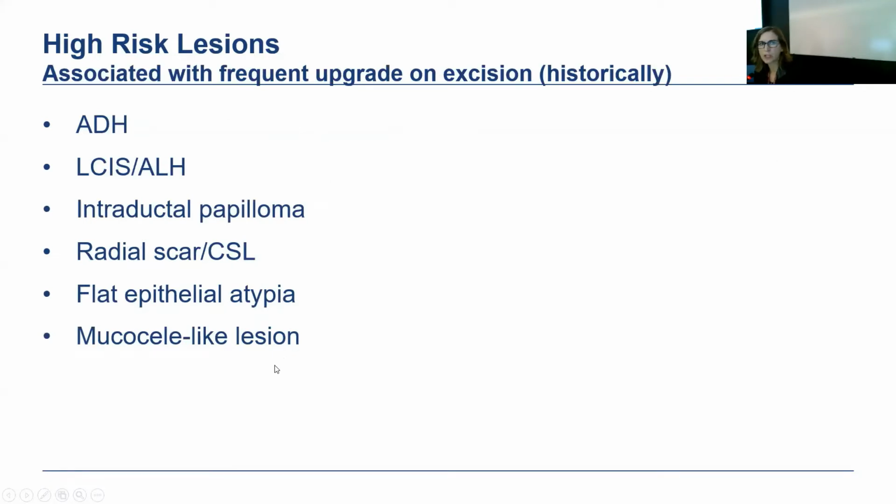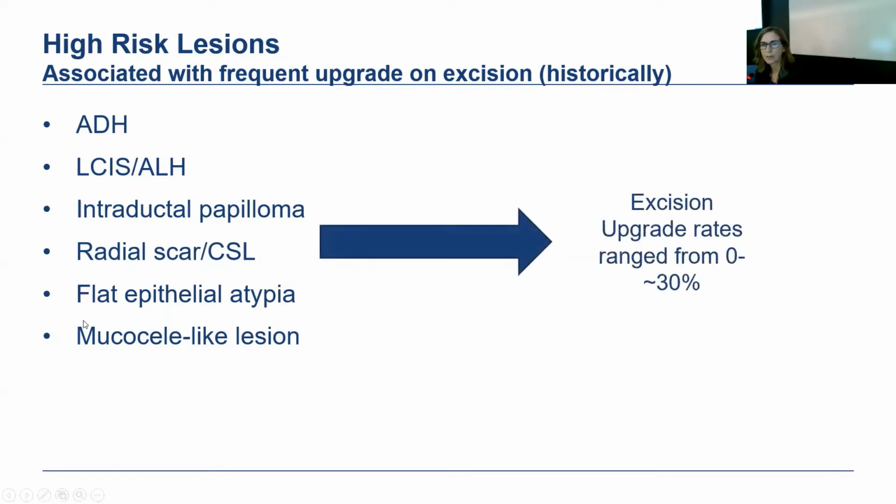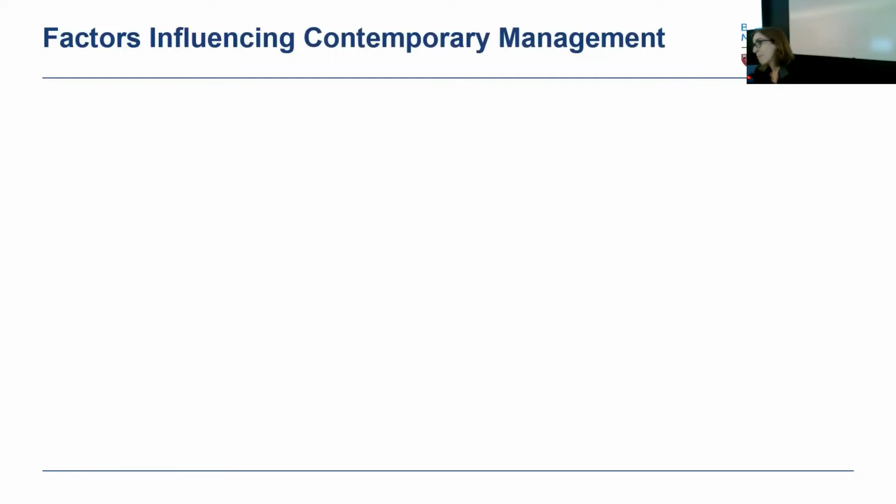And then high-risk lesions from a radiologist's perspective are those associated with frequent upgrade on excision. Historically this is ADH, lobular neoplasia, intraductal papilloma, radial scar and complex sclerosing lesion, flat epithelial atypia, and mucocele-like lesions. As I said, the reason these were historically managed by excision is that upgrade rates ranged from 0 up to 30% in the literature. And so that meant they had to be excised.